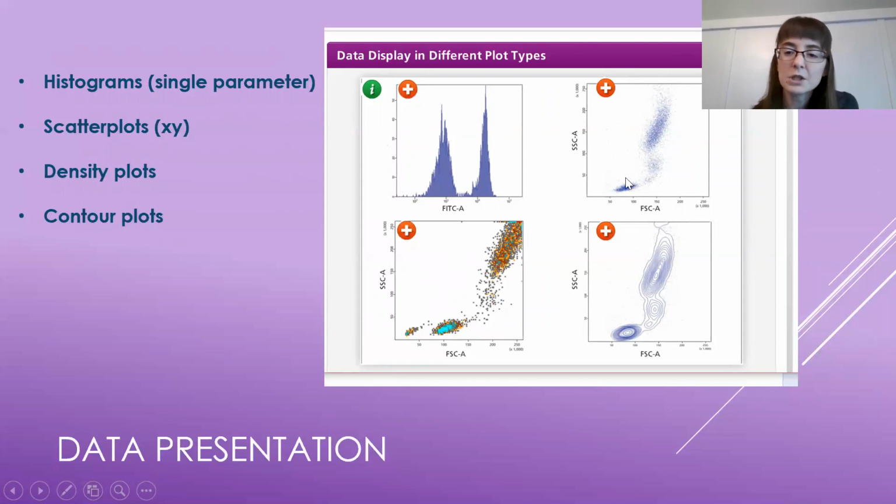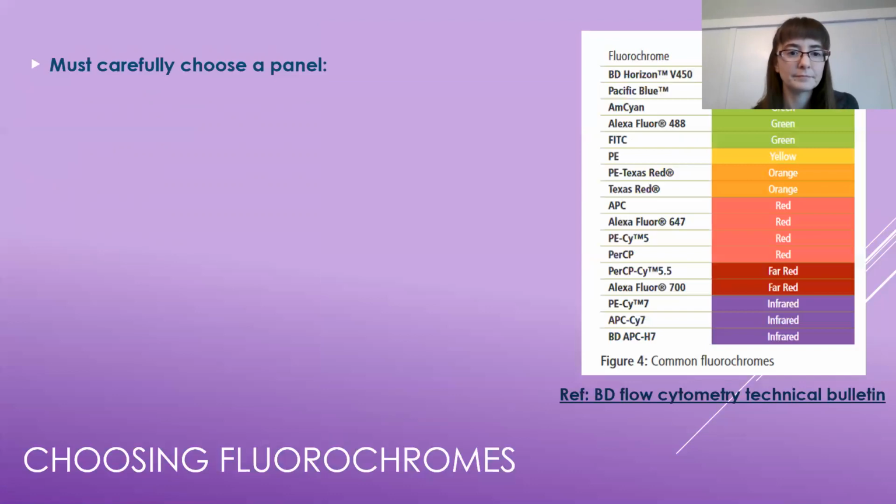And then there's variations on the XY scatter plot that you've seen in other data display formats, such as a contour plot or a density plot with color. So any way that you can find to convey the information that is present in this multi-parametric data.